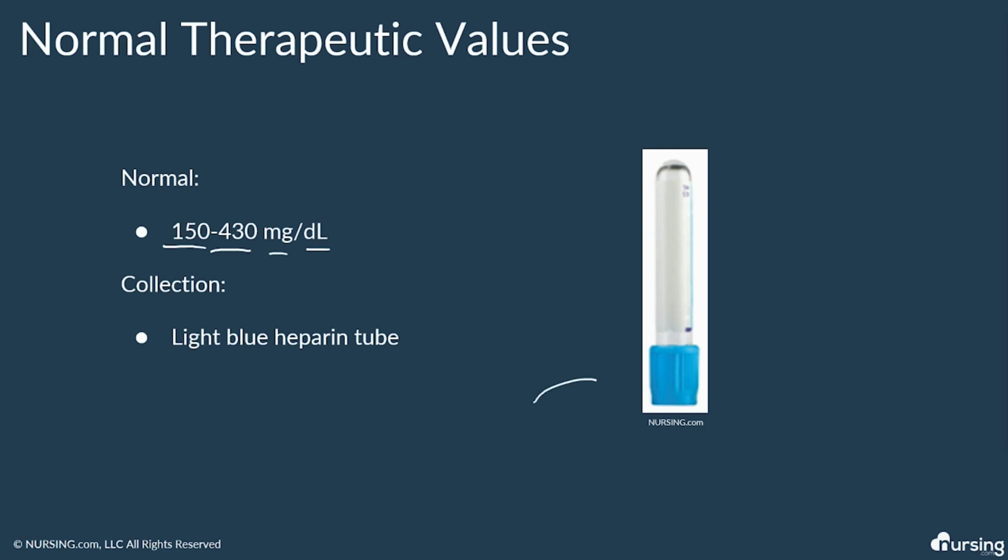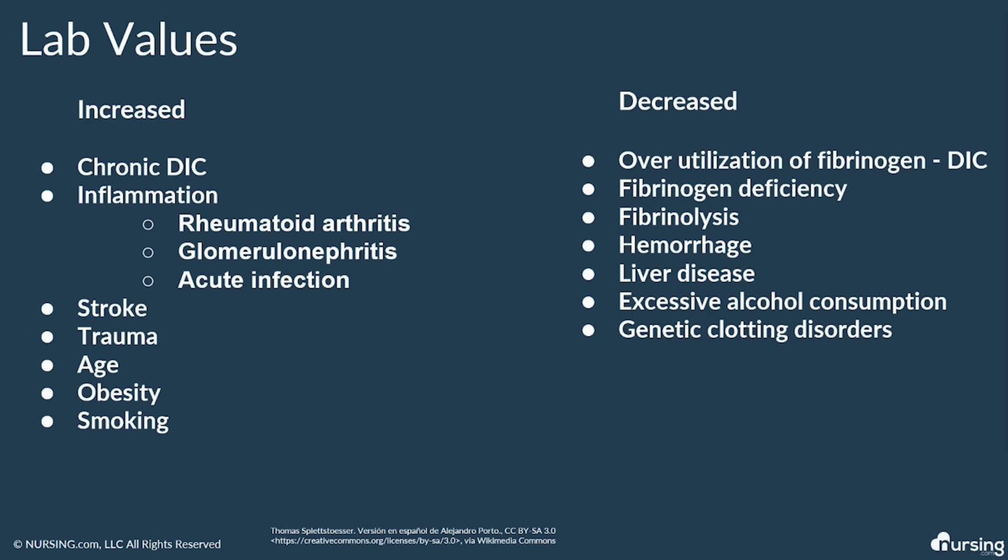Because we're taking it as part of coagulation, it's going to be taken in a light blue heparin tube. Some lab values would be increased when we have chronic DIC. That's different than when we have acute DIC, and we'll talk about the difference in a moment. It's also going to be increased in the face of inflammation. So that could be autoimmune disease, especially rheumatoid, or glomerular nephritis, or during an acute infection, because what wants to come to the rescue when there's inflammation? That's actually what calls those platelets to the bleed.